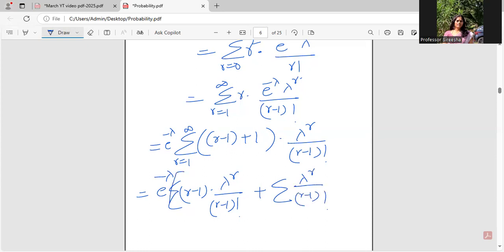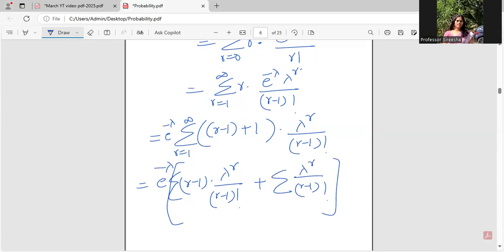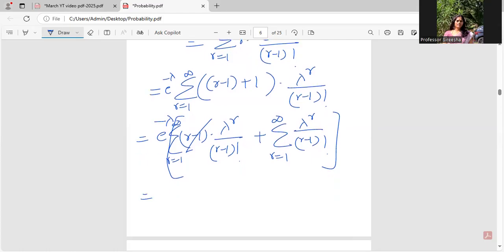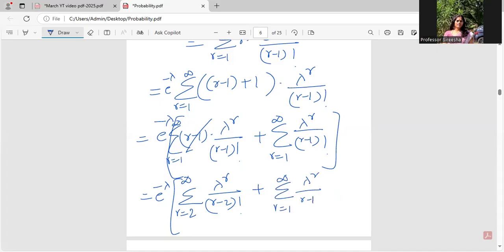Of course, e power minus lambda is common to both the terms, and r is ranging from 1 to infinity. Here also r is ranging from 1 to infinity, but once this gets cancelled off, things will change. Just see here, e power minus lambda is there, there is a summation, lambda power r is there. Now r minus 1 got cancelled off, so r minus 1 factorial becomes r minus 2 factorial. Hence r should start from 2 to infinity. And then this is summation r equal to 1 to infinity, lambda power r by r minus 1 factorial.